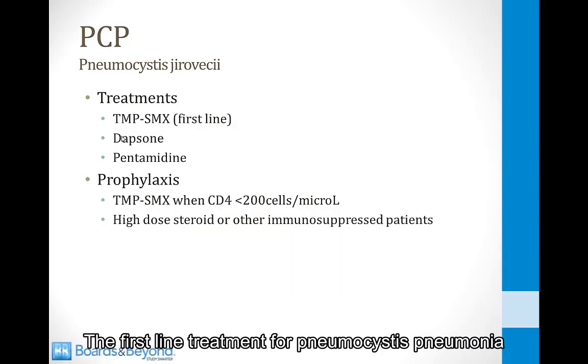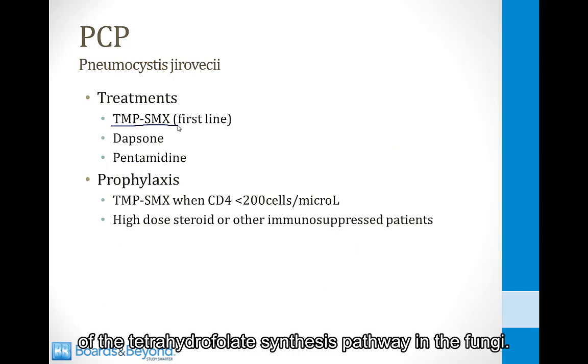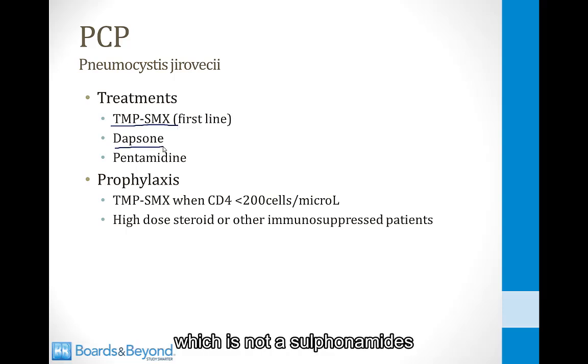The first-line treatment for Pneumocystis pneumonia is Bactrim, which is TMP-SMX. This is an inhibitor of the tetrahydrofolate synthesis pathway in the fungi. You can also use Dapsone, which is not a sulfonamide, but works just like sulfonamides to inhibit tetrahydrofolate synthesis.